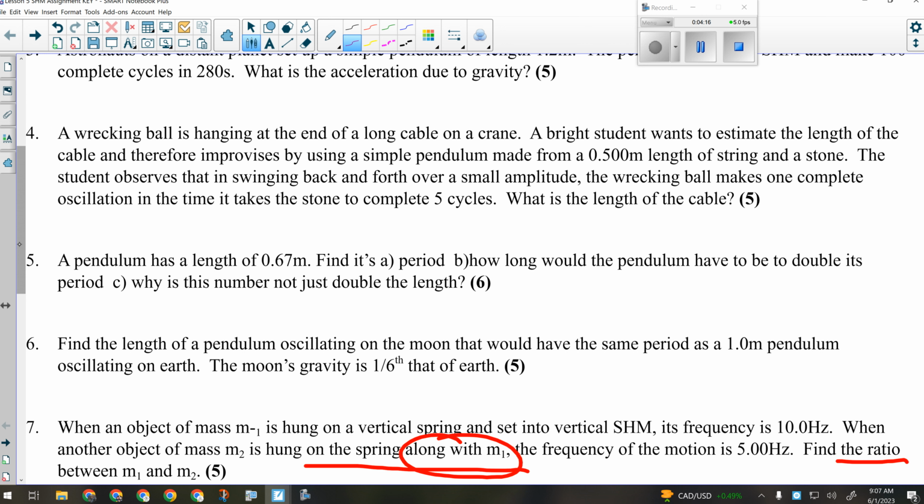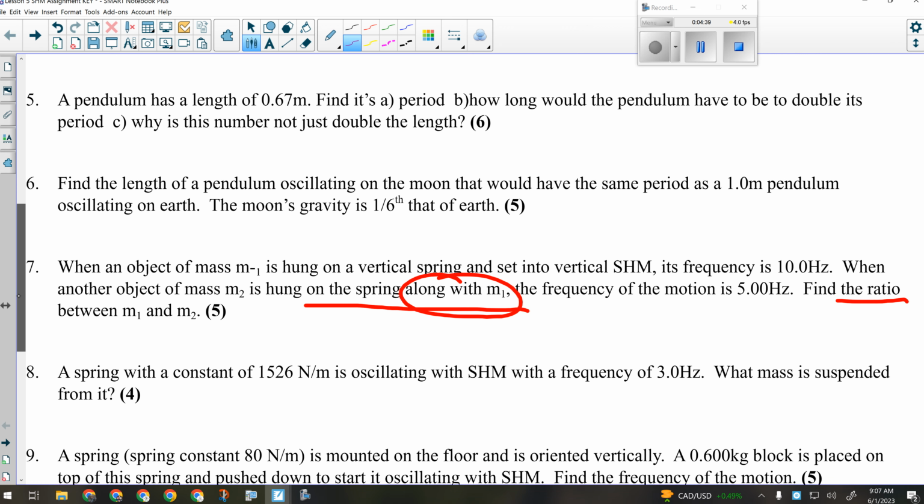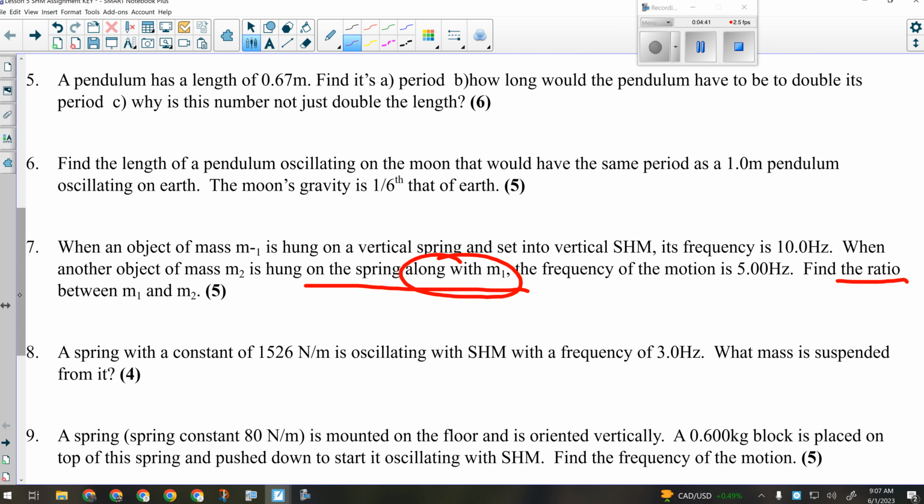And then number 5, another pendulum question. A lot of pendulum questions on just the period formula. So find its period, find how long the pendulum would have to be to double its period, and why is this number not just double the length? Like a sentence or 2 explanation on that one. Talk about the formula, the nature of the formula. Number 6, find the length of a pendulum oscillating on the moon that would have the same period as a 1 meter pendulum oscillating on Earth.